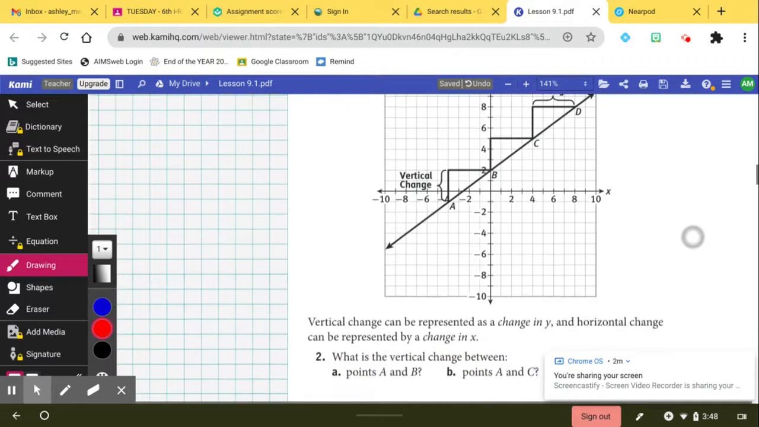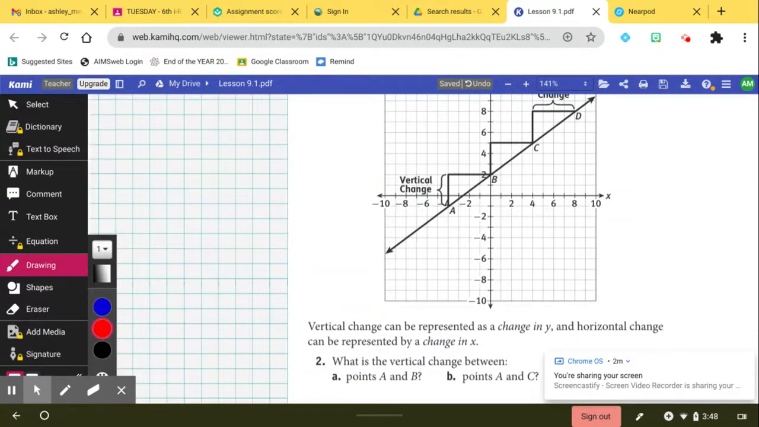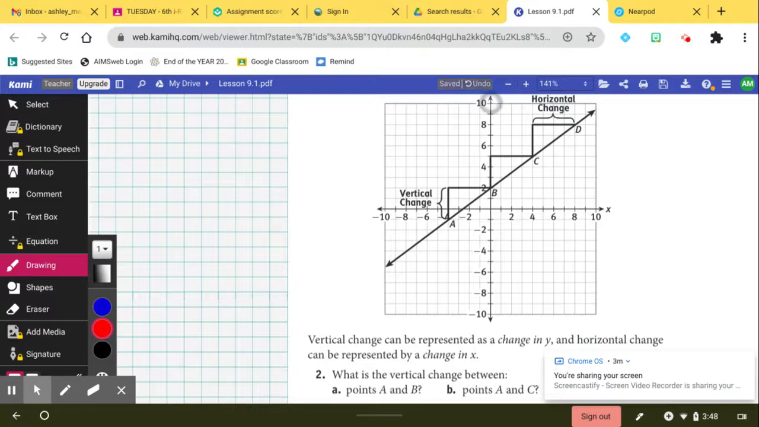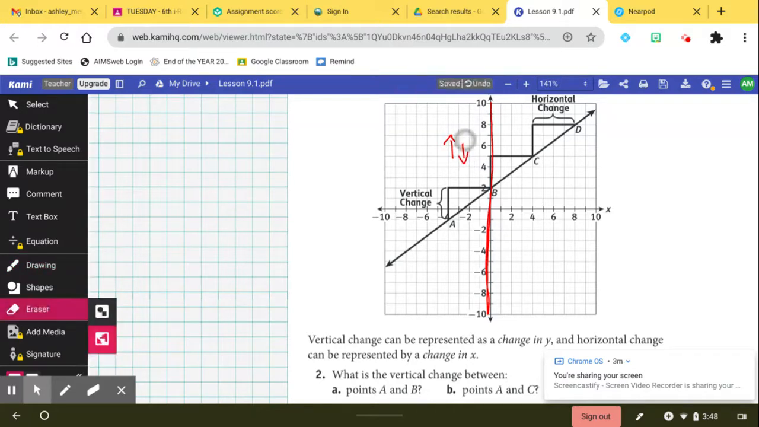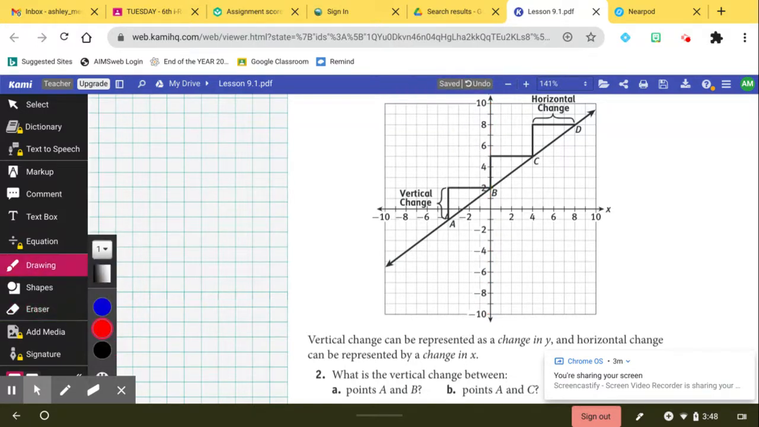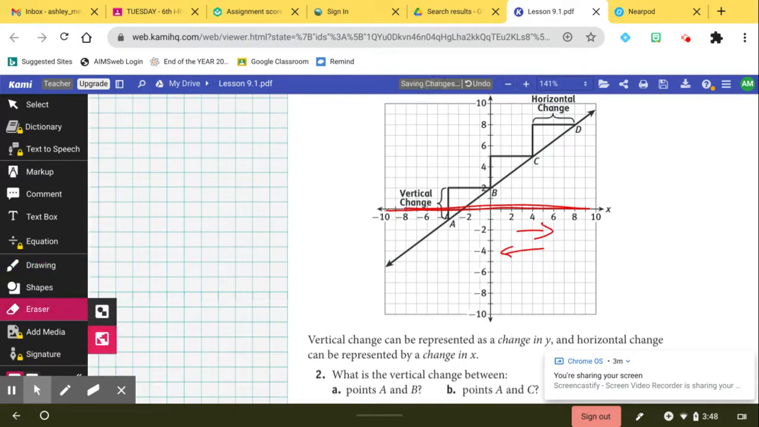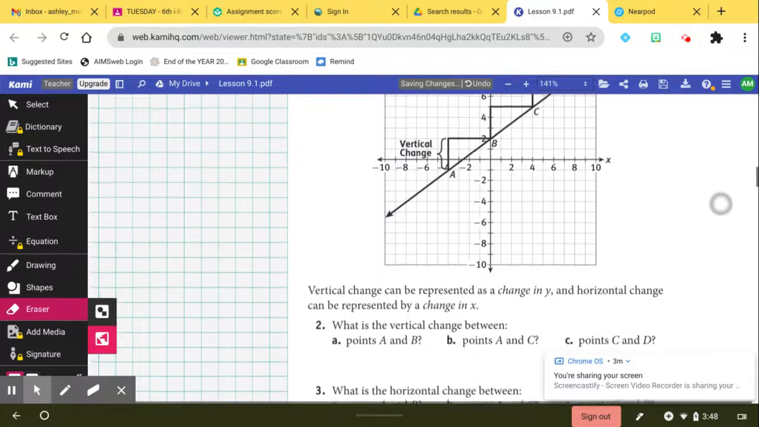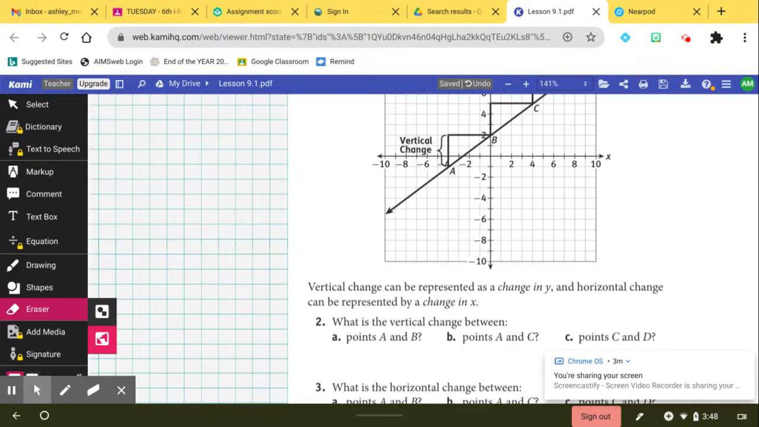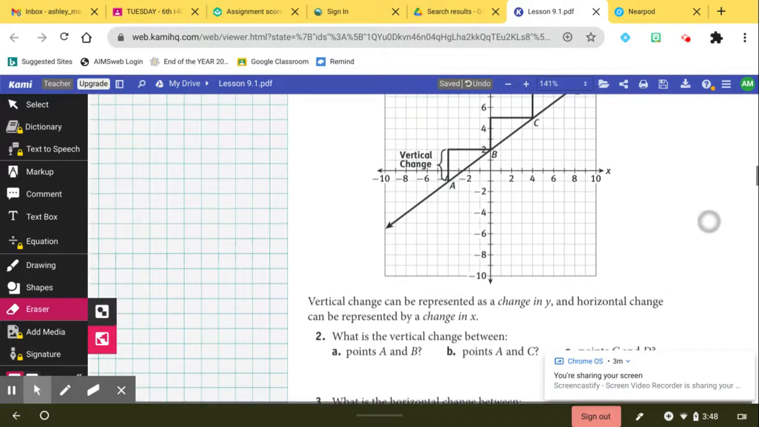So vertical change can be represented by the change in y. And we can see that because my vertical change is how are my y values changing? How much do I need to go up or down? So that's my vertical change, my change in y. And then my run is represented by my horizontal change, which is my change in x. So how much do we need to go left and right? So it says vertical change can be represented as change in y, and horizontal change can be represented as change in x.